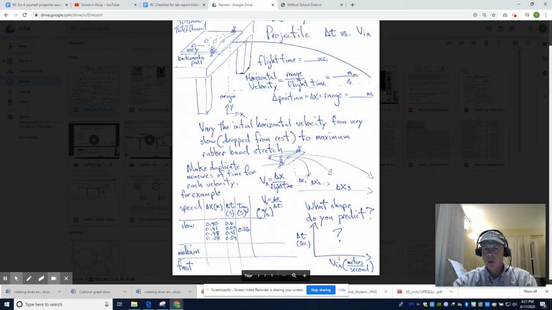So as we launch this thing faster and faster, as we move to the right on our graph, what's going to happen to the flight time? Is the flight time going to be in the air longer? Is it going to be in the air for a shorter period of time if we shoot it faster? Is it going to have no effect? Is it going to be a horizontal line? Is it going to be an exponential, inverse? We talk about all these functions. Make a functional prediction. And see you in the next video.